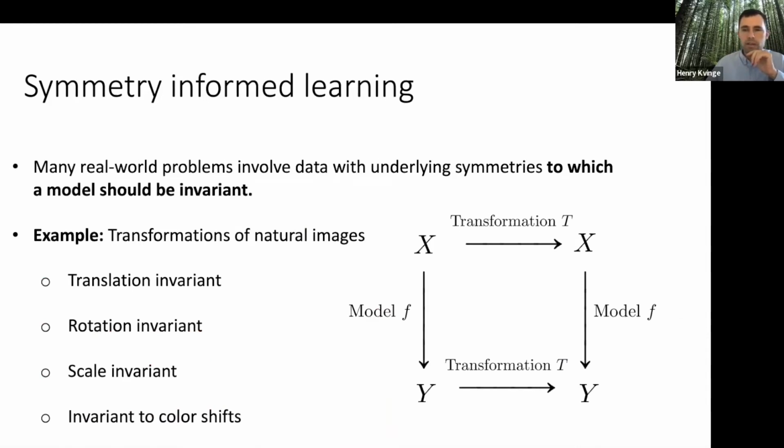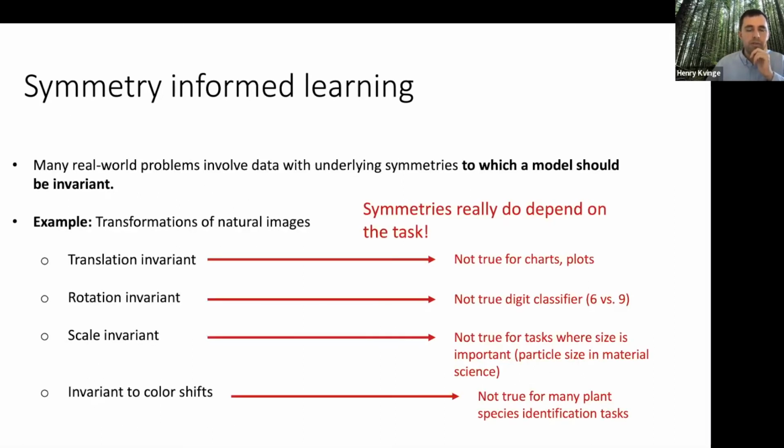So that's great. And of course, you can frame this stuff in terms of commutative diagrams as well if you want. We can think about some symmetries for images, for example. There's translation invariance. If you only show a model pictures of dogs on one side of the image, it'd be great if it could recognize that dogs are still dogs, even when they're on the other side of the image. Rotation, we've already talked about. Scale invariance, invariance to color shifts, things like that.